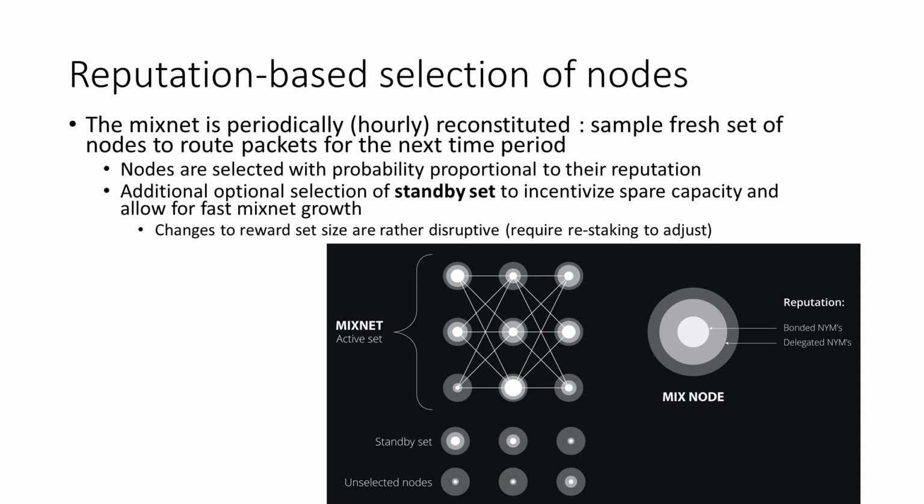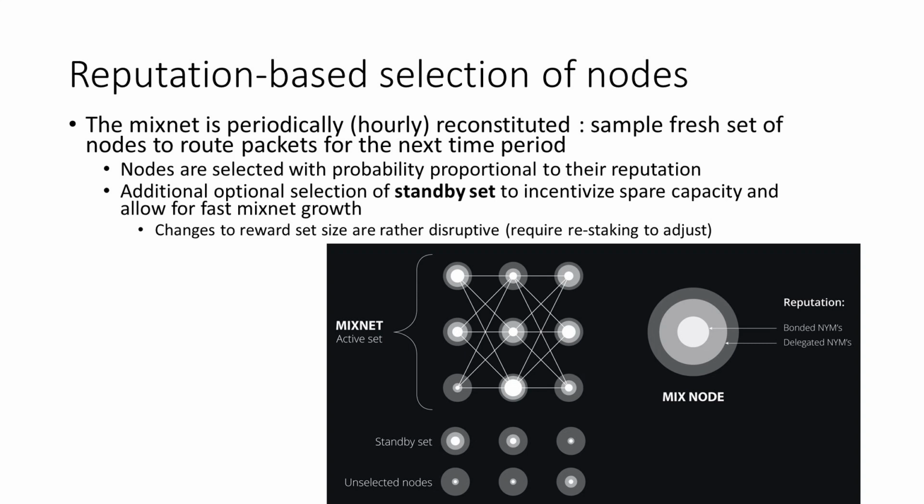So if you have a node that has a lot of stake, this node will be selected much more frequently than a node that has very low stake. This is assuming that you have more nodes than you need, which is actually the case. We have around 400 nodes in the system, and we only need 240. So we are sampling 240 every time to be rewarded. So sampling is proportional to reputation.